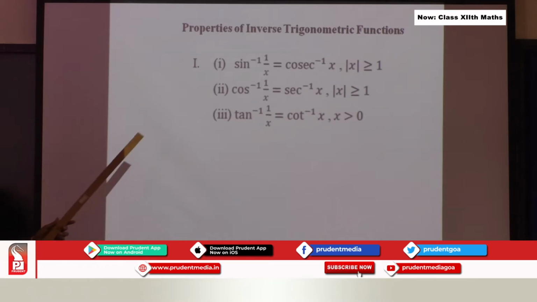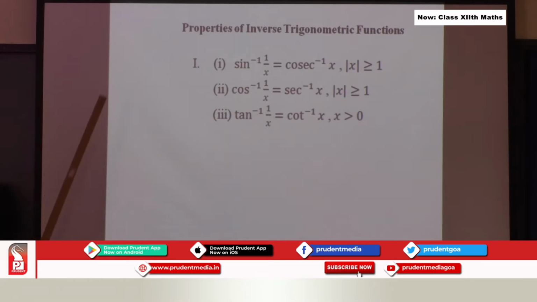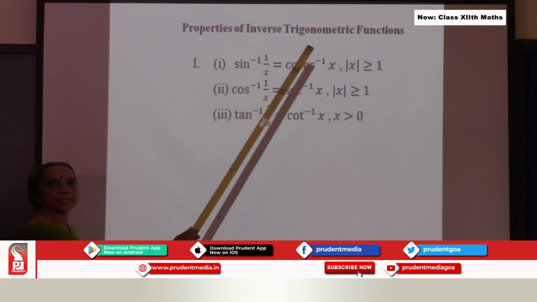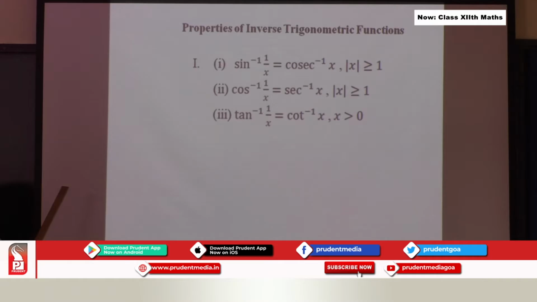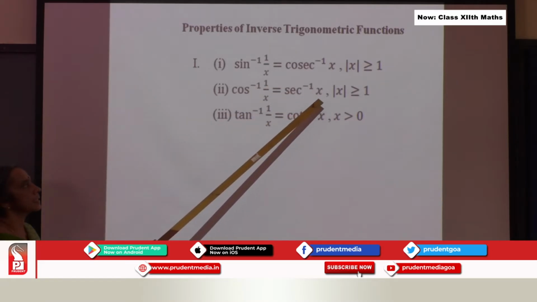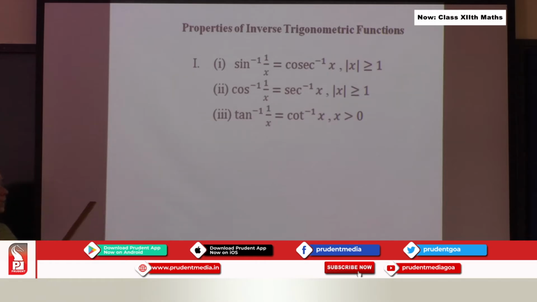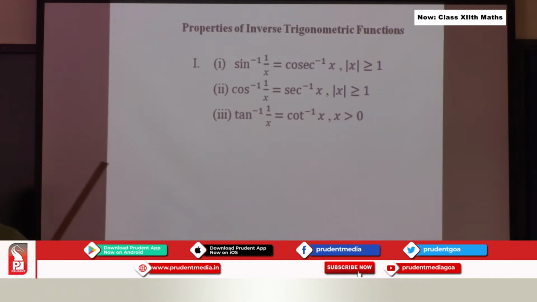The first one is sin inverse of 1 by x is equal to cosec inverse of x if modulus of x is greater than or equal to 1. Similarly, cos inverse of 1 by x is sec inverse of x if modulus of x is greater than or equal to 1. Tan inverse of 1 by x is cot inverse of x only if x is greater than 0. Let us go through the proofs.